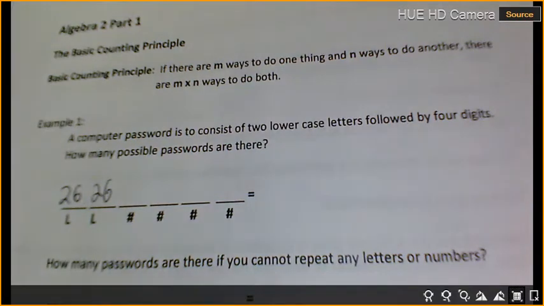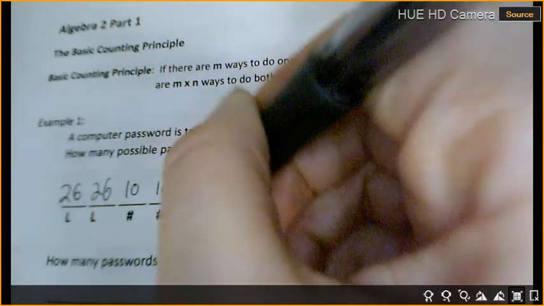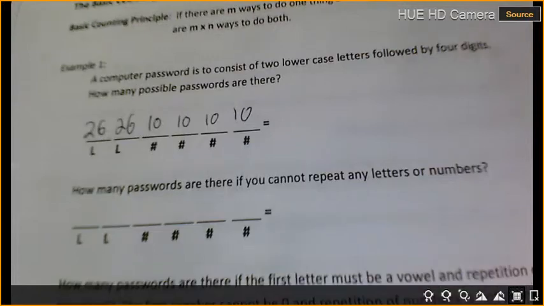The 10, because I can go 0 through 9, right? 10, 10, 10, and 10. And what am I going to do to all of those to come up with an answer? That's why you need a calculator, right?